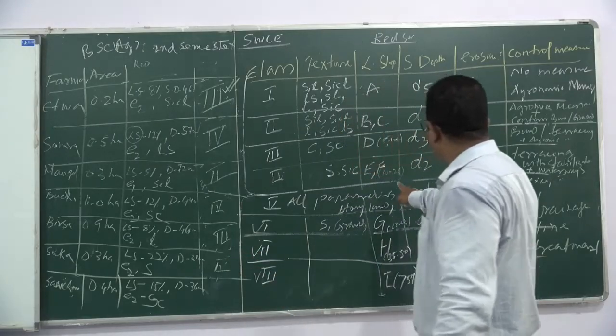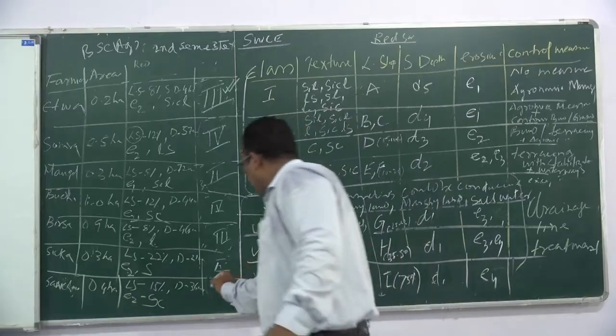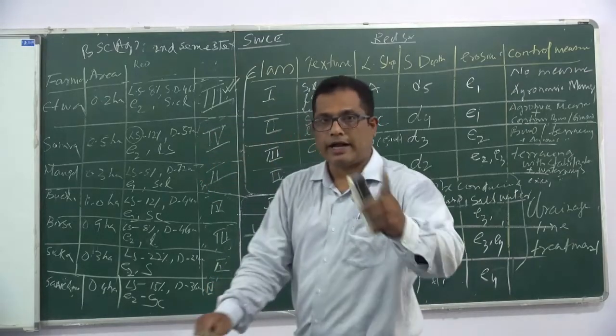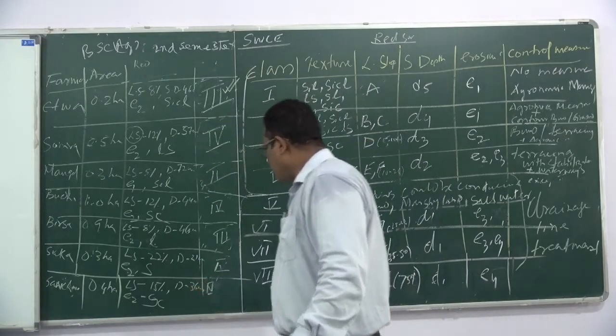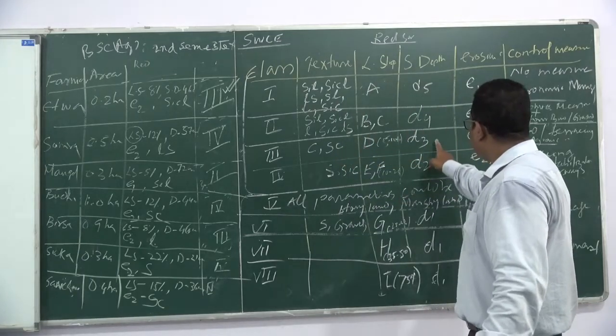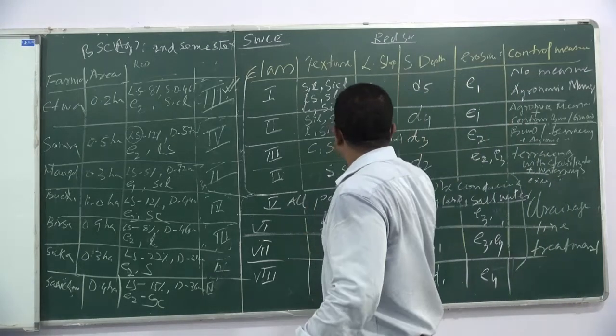Now the last farmer, Sanichar, has got 1 acre of land, that is 0.4 hectares of course. Land slope is 15%. 15% comes in the class 4 type according to land slope. Soil depth is 36 centimeters, that comes under D3, that is class 3.